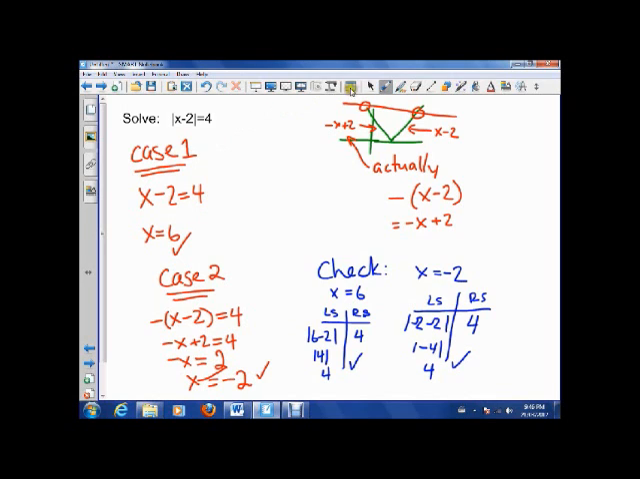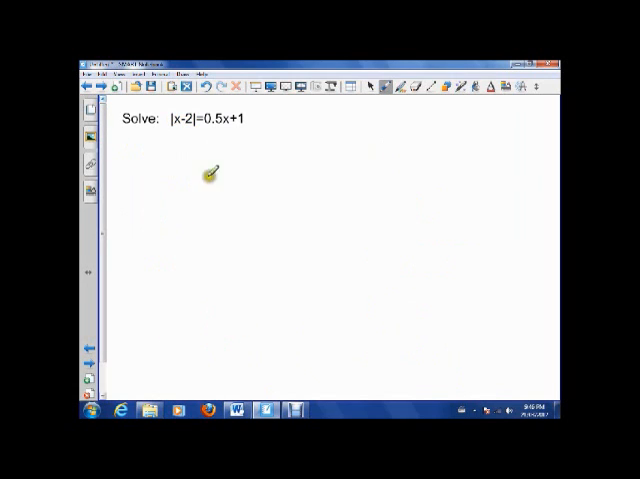The main thing to recognize from this example is that there's always going to be two cases, and one of them is always just what's in there, and the other one is the negative of what's in there. Let's see one more example. Here we're going to set up the same thing. Now I'm not going to graph it, but we'll do our two cases.